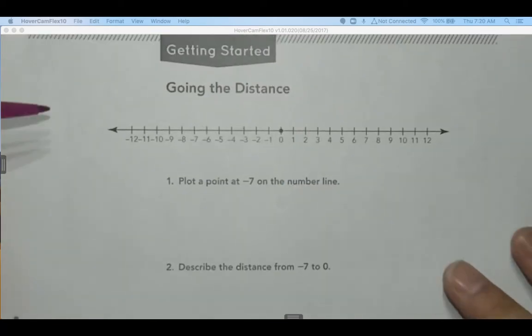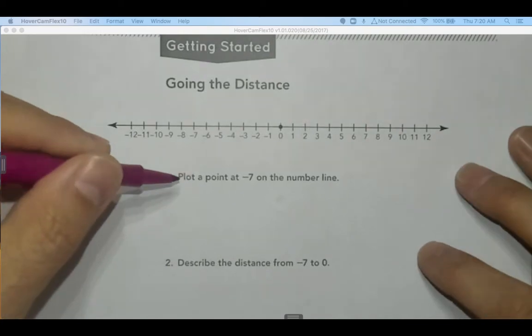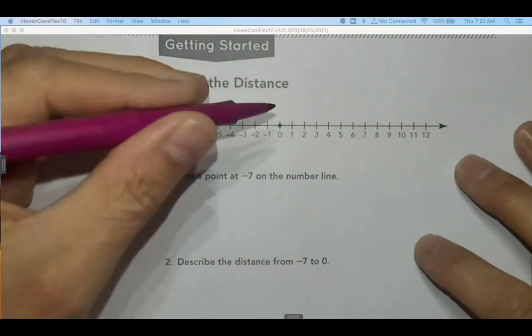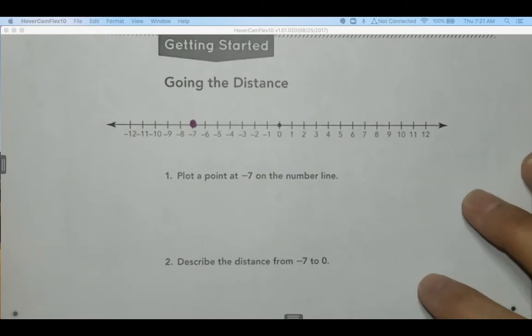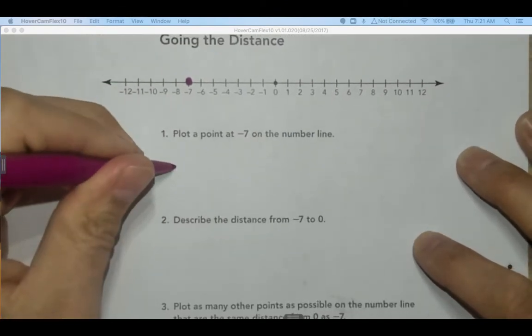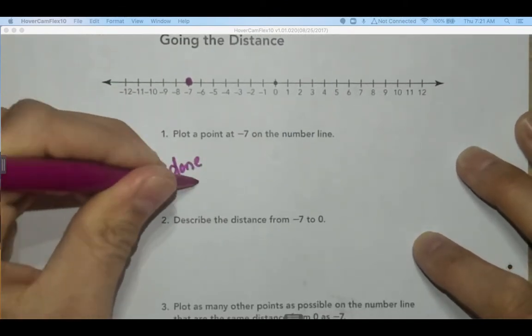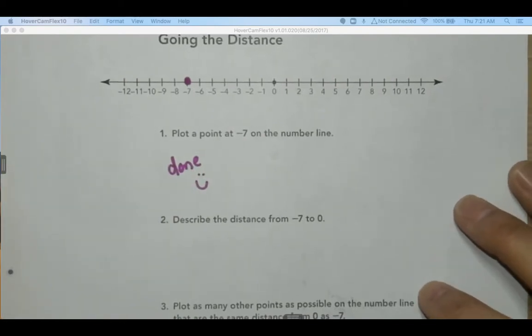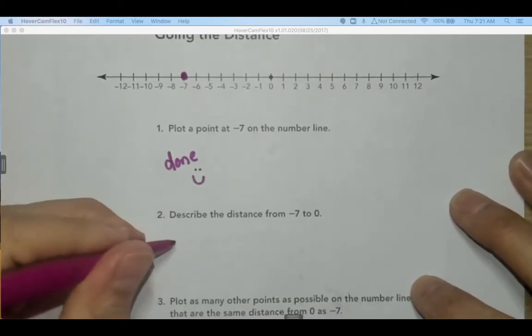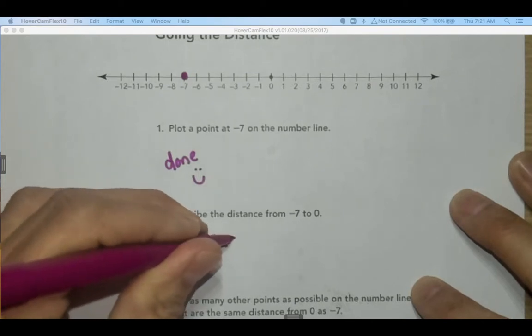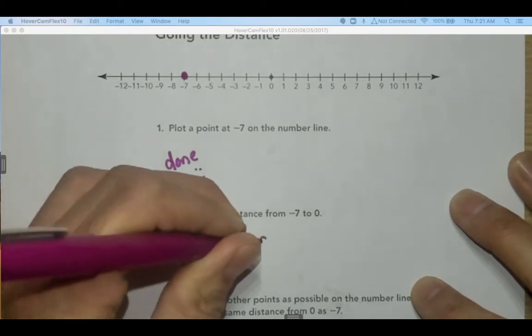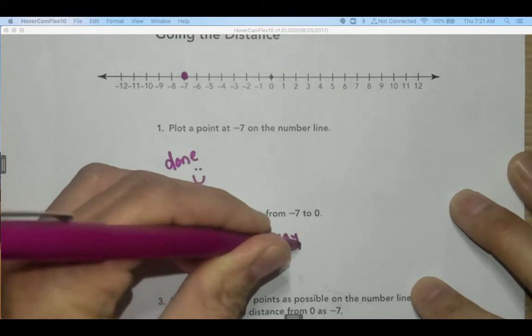All right, getting started, going the distance. Plot a point at negative 7 on the number line. All right, negative 7, there's my point. Done. Describe the distance from negative 7 to 0. It is 7 away from 0.